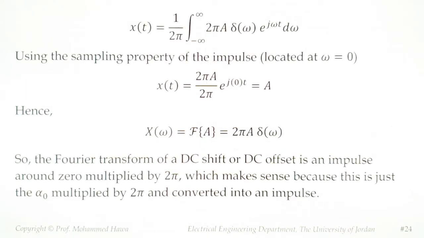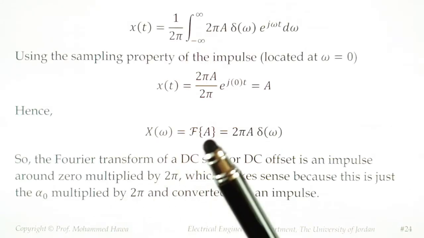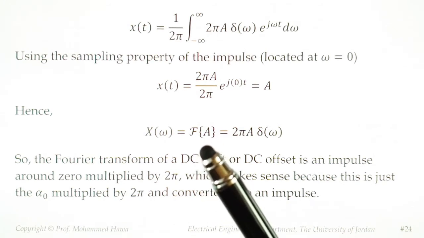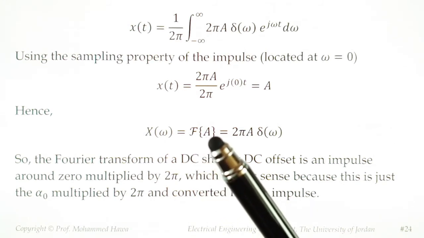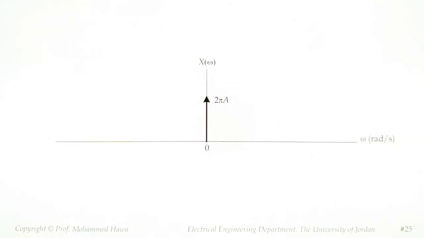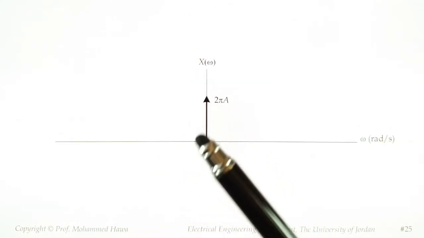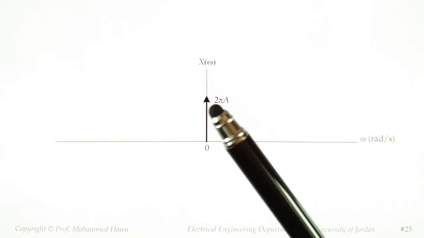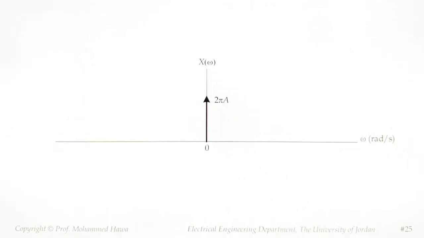Another interesting thing to keep in mind is that x of t equals a is a DC value, which can be represented in Fourier series using alpha naught. And alpha naught, which is Fourier series, can be converted into Fourier transform by multiplying by 2 pi and converting it into an impulse. So this impulse is actually alpha naught, which is a, multiplied by 2 pi, and this value of a was converted into an impulse.